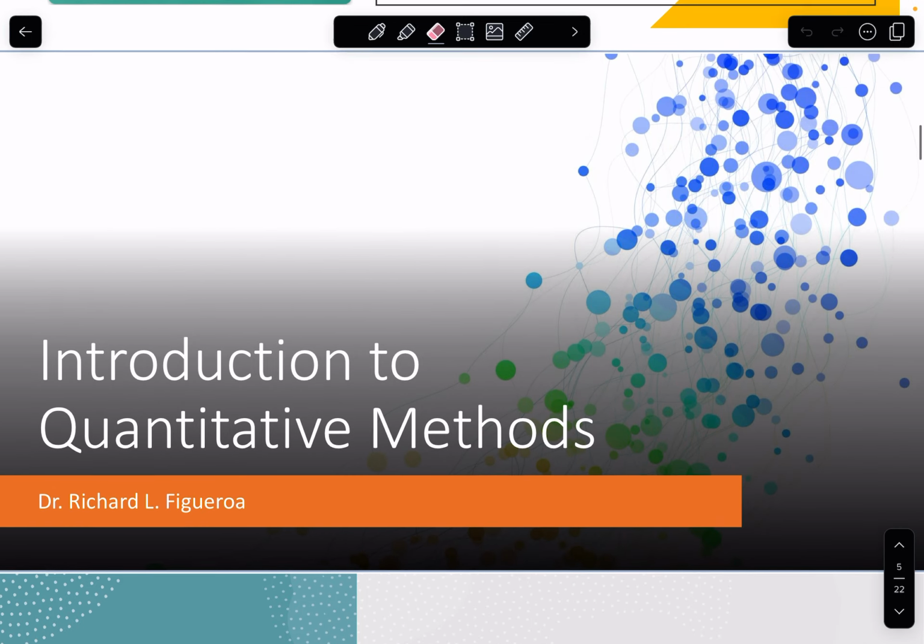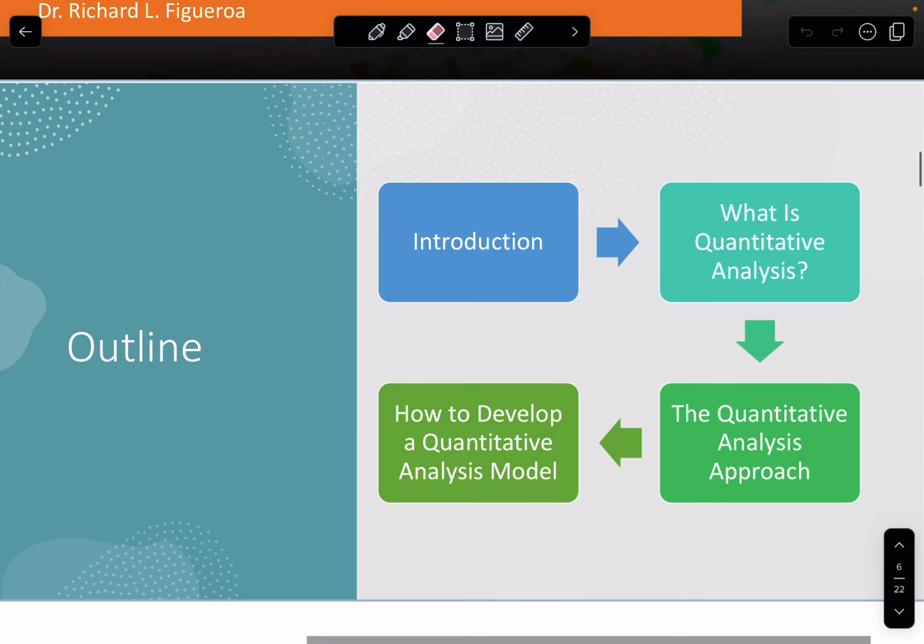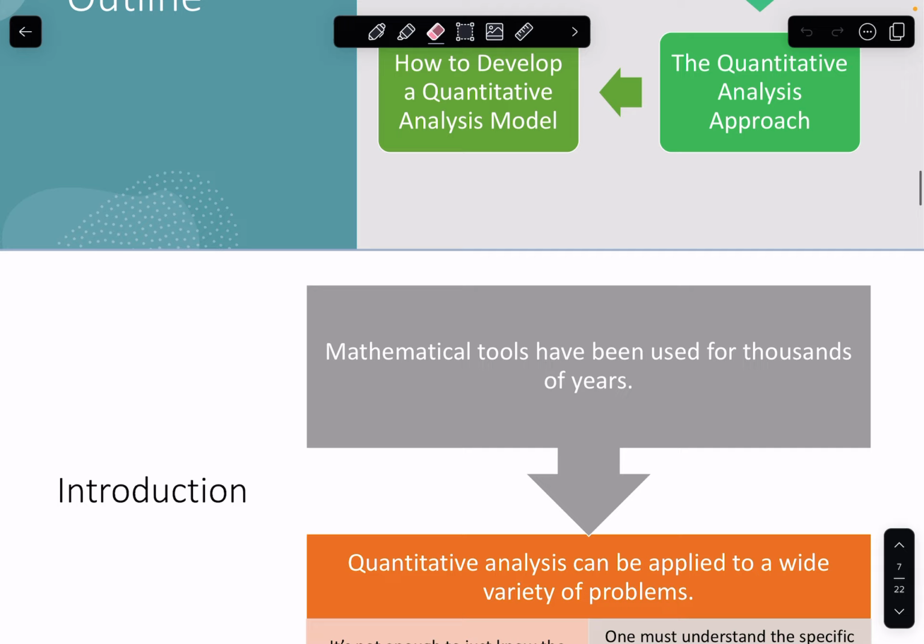And as I mentioned, we'll start with the introduction to quantitative methods. So this would be the outline. We'll try to define what quantitative analysis is, and what the approach would be. And lastly, how to develop a quantitative analysis model. This would be the basis of the different techniques that we will cover for the entire term.